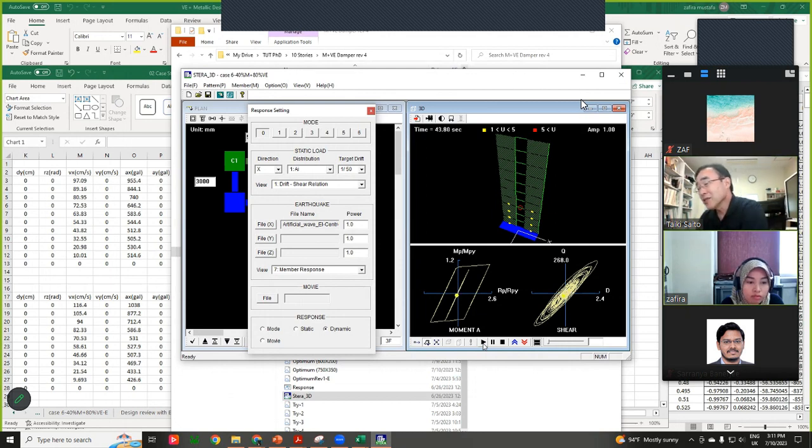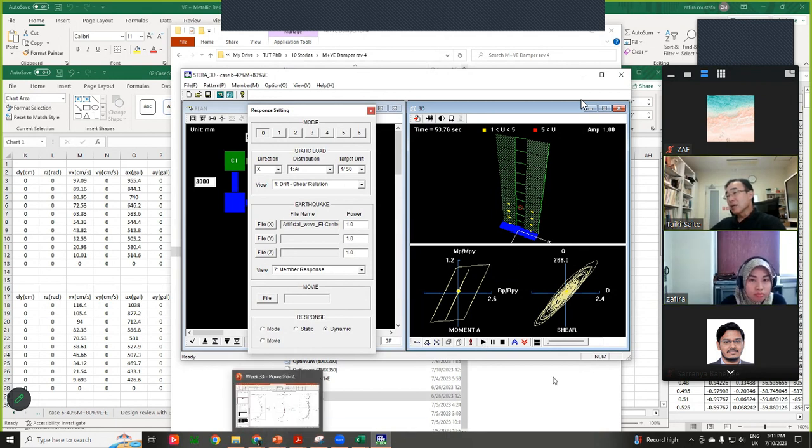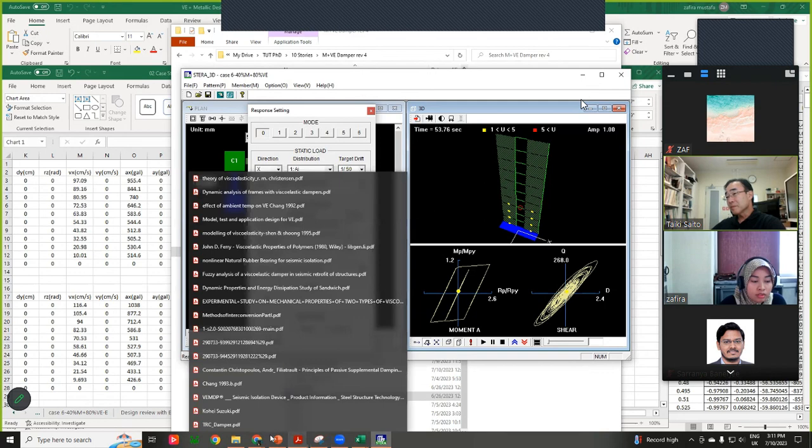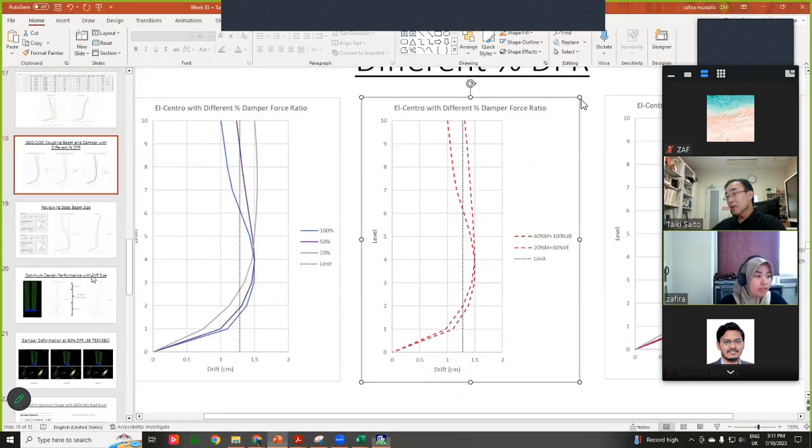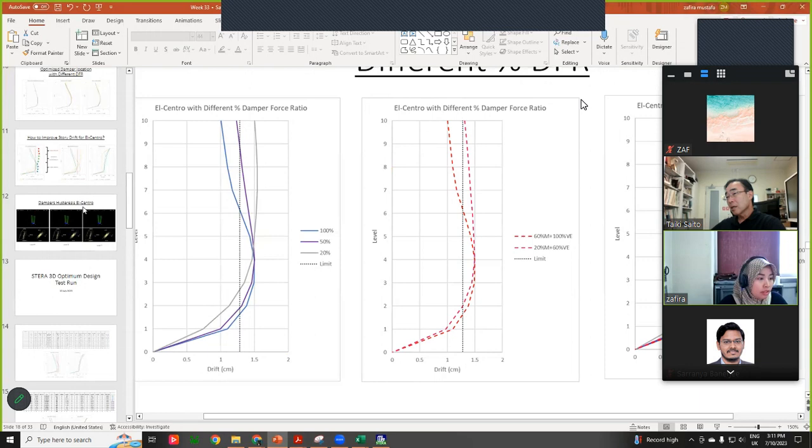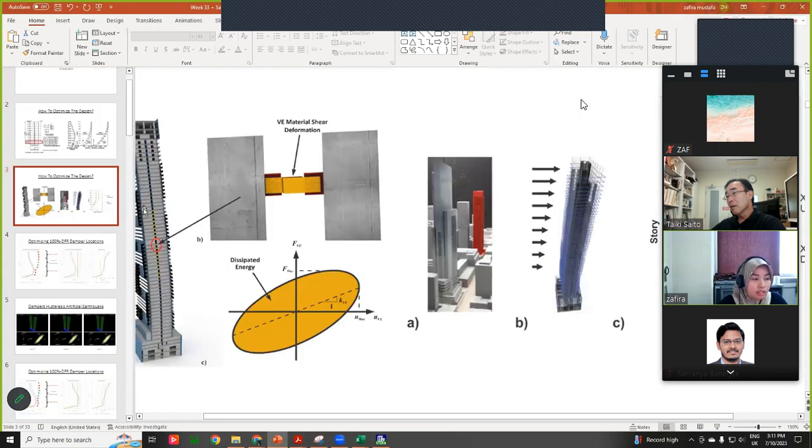Zafira-san was changing the location of the damper. I mean, the upper part is metallic and the middle part is viscoelastic. Interesting, but how do you find the optimum distribution? There's a previous paper like this. They only put the viscoelastic at the middle.